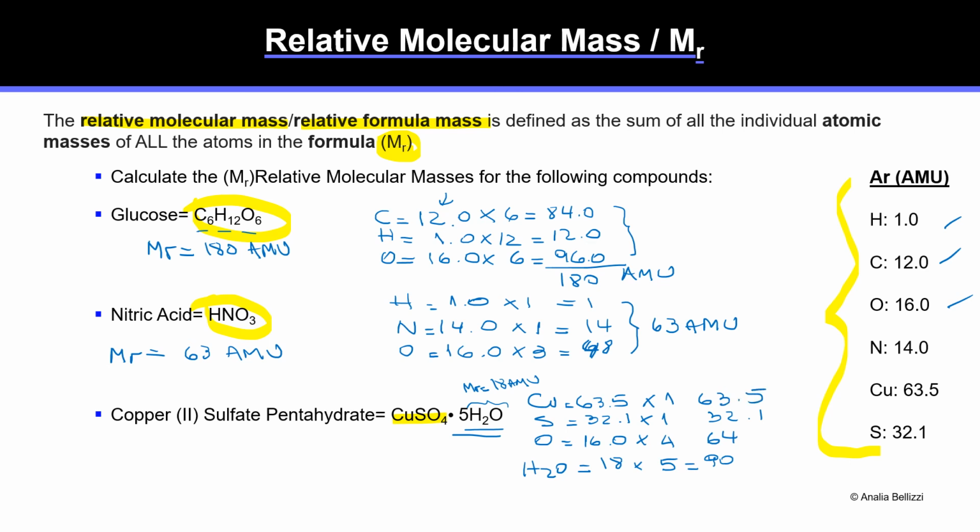So the total amount here is going to be 249.6 atomic mass unit. So the MR, the same abbreviation, of the copper sulfate is going to be 249.6 atomic mass unit. And that's it.